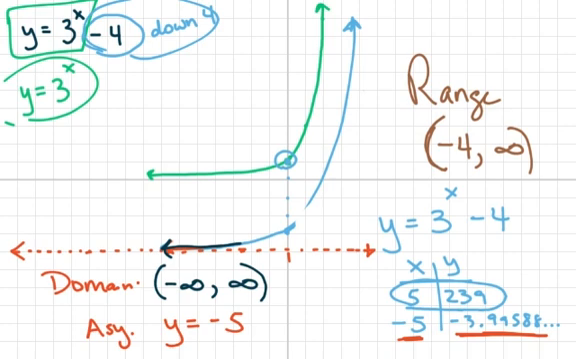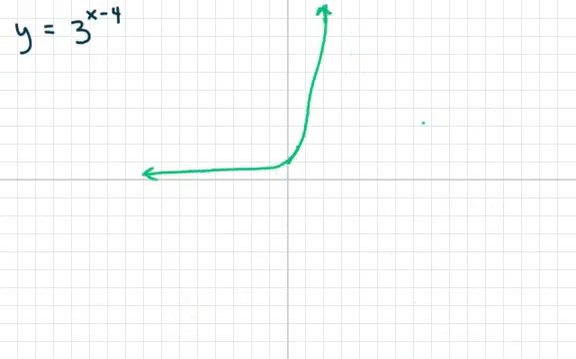Now, let's try another one. Okay, let's look at this one real quick. I went ahead and put the parent function in, in green, rough, okay? Make sure you try it by yourself first, then put it into Desmos, okay?